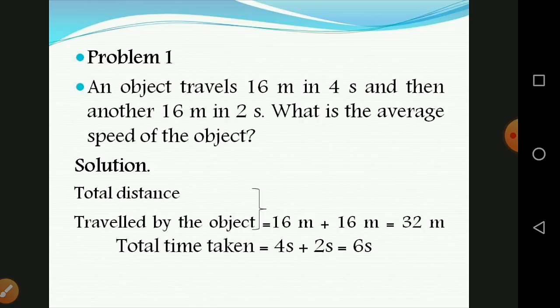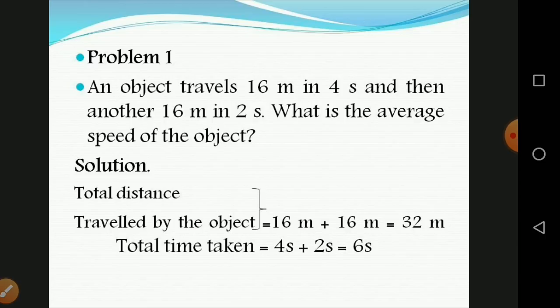The distance traveled by the object is 16 meters and 16 meters, so totally the object traveled 32 meters. Time taken is 4 seconds plus 2 seconds, which is equal to 6 seconds. So total time is 6 seconds and distance is equal to 32 meters.